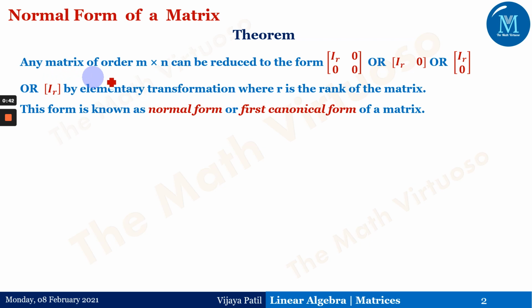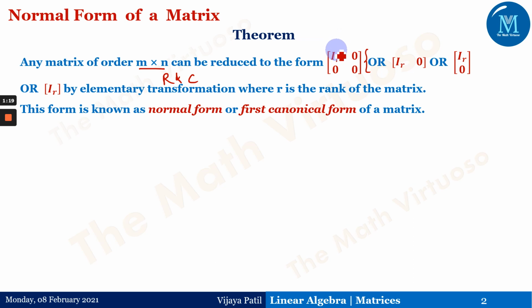The theorem says that any matrix of order m cross n can be reduced to the form [I_r 0; 0 0], or [I_r 0], or [I_r; 0], or I_r. Sometimes it is a square matrix, it might be a row, or a column. This is done by elementary transformations, where we use both row and column transformations in this particular method, where r is the rank of the matrix.